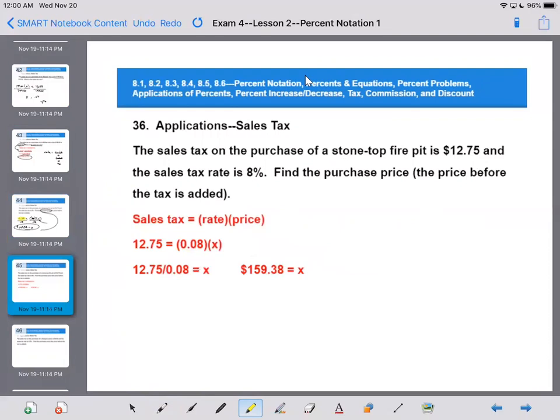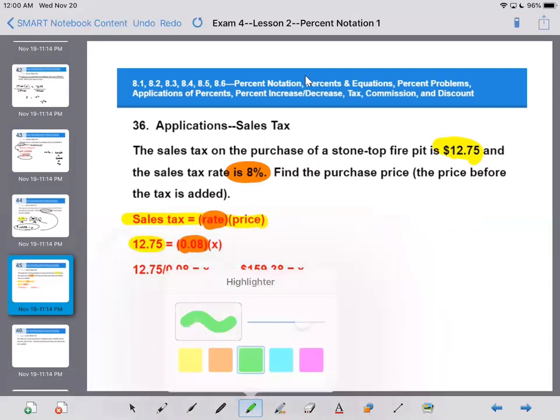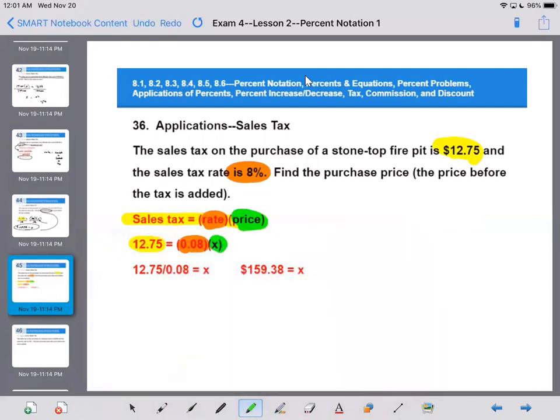So again, your sales tax is equal to the rate multiplied by the price. We actually knew the sales tax, it was $12.75. And we knew the tax rate. And so we're just trying to figure out what's the price, which would be X. So we divide both sides by 8/100, and it gives us this value of $159.38, which is what we found here.